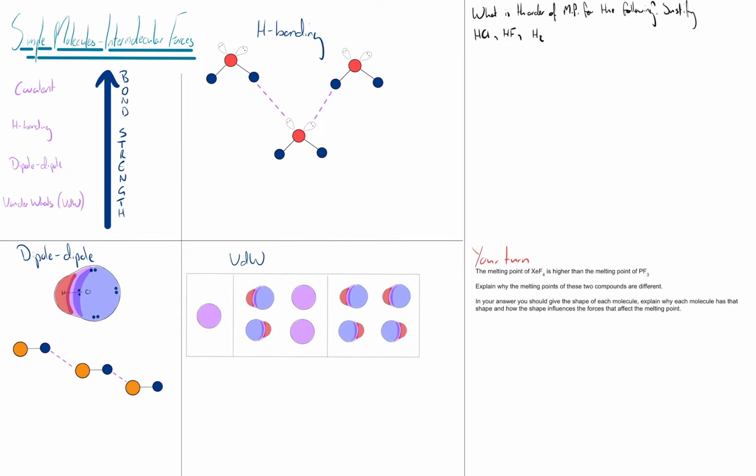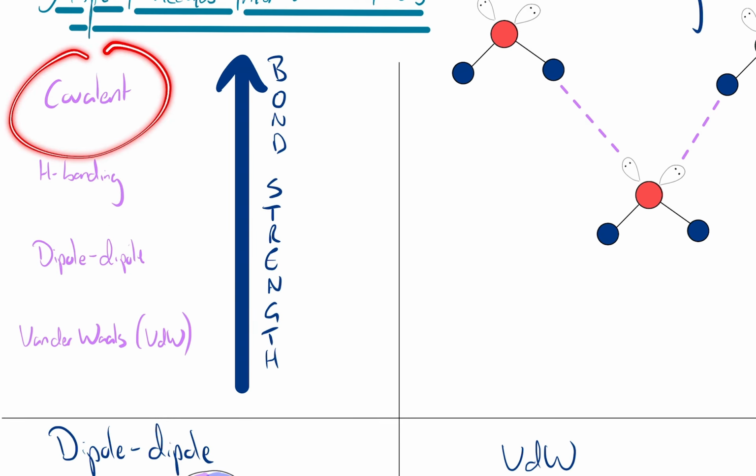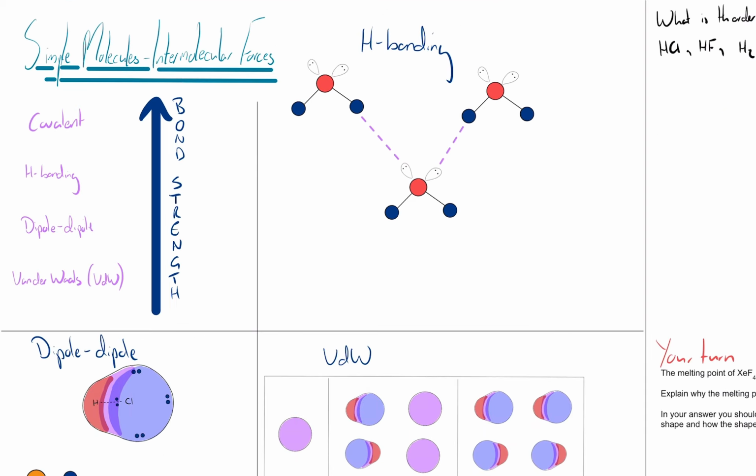So for starters, let's think about the strength of these bonds. We've got covalent, which is obviously an intramolecular bond, so bonds within molecules, and then these three are our intermolecular forces, so bonds between molecules. So what we're talking about here are the bonds between molecules.